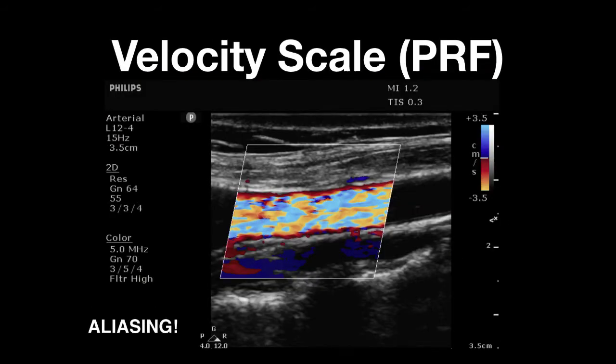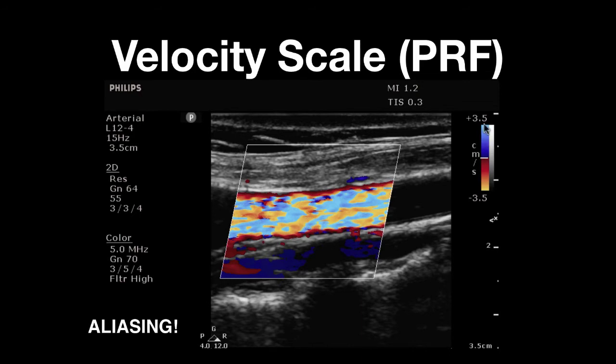Next, you're going to want to make sure that your velocity scale, or your pulse repetition frequency, which is the sampling rate of the Doppler signal, is appropriate. Remember, if you're sampling at a rate less than twice the Doppler frequency, you're going to end up with aliasing, which you don't want, because that means you're going to have inappropriately assigned flow directions. And you can see that's what's happening here.